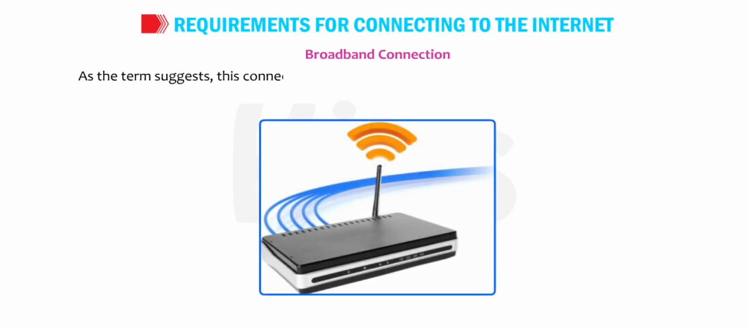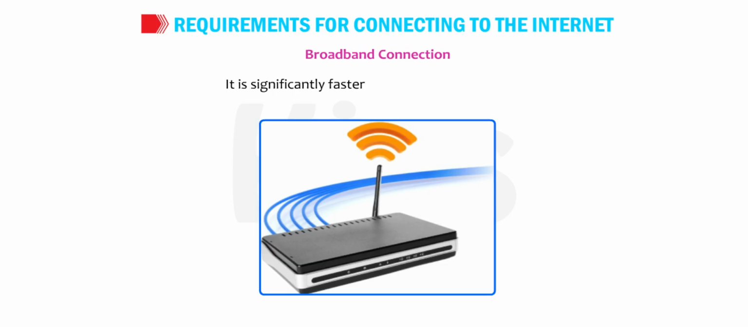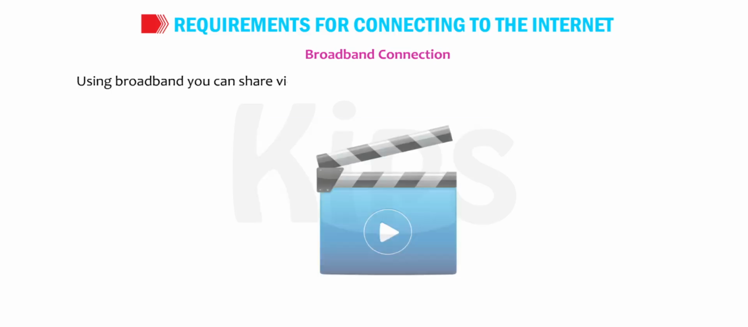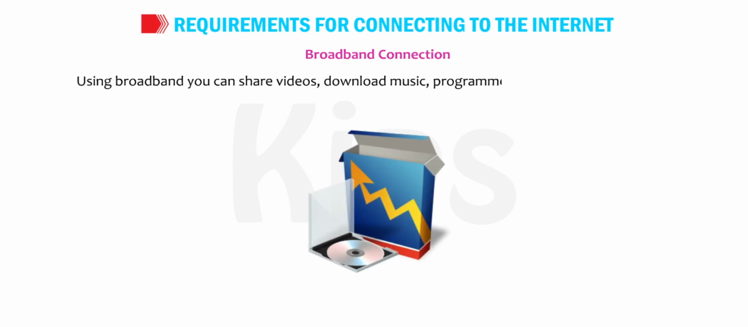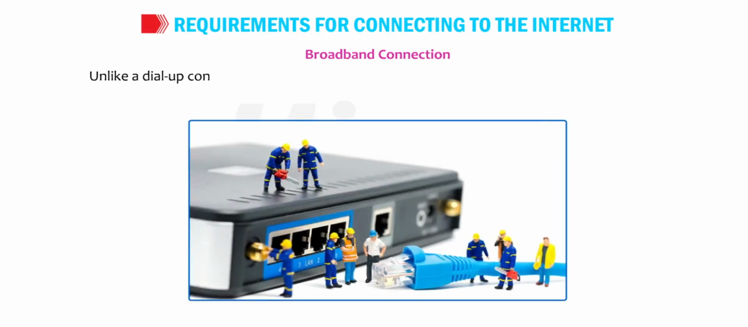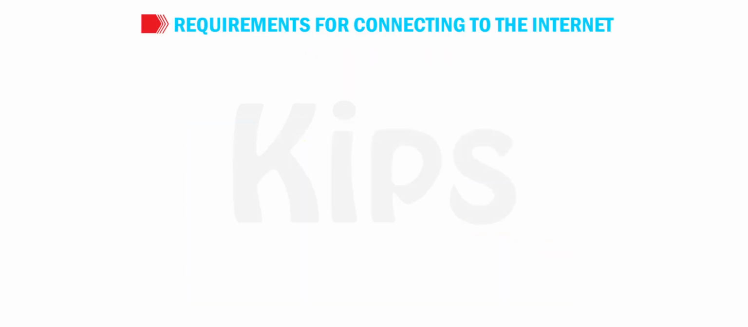Broadband connection. As the term suggests, this connection uses wide bandwidth, which provides high-speed internet access through various transmission mediums. It is significantly faster than a dial-up connection. Using broadband, you can share videos, download music, programs, or photos within no time. Unlike a dial-up connection, a broadband connection does not tie up your phone line, so you are free to make and receive calls while online.